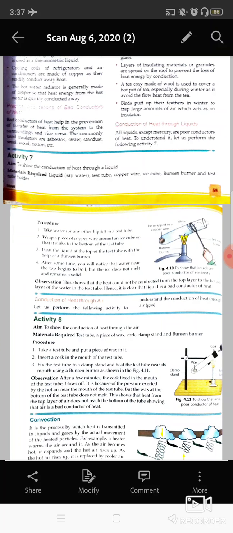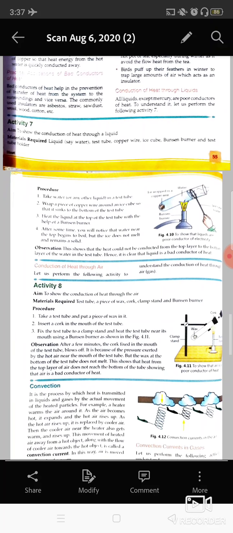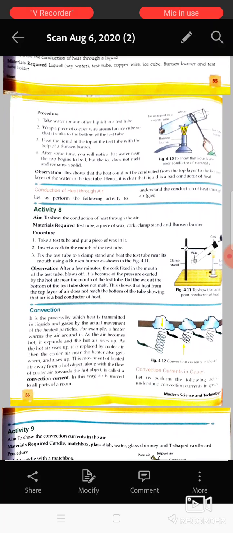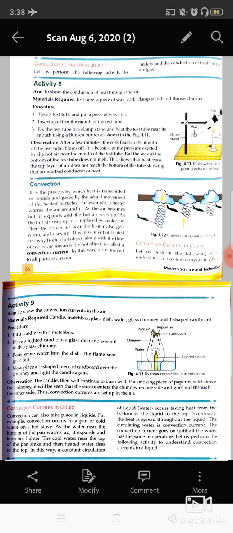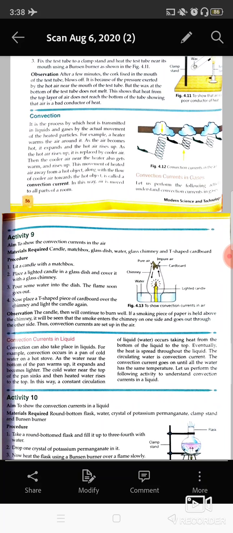If you think about the conduction of heat through liquids, it is not going to occur. Conduction of heat through the air is not going to occur, because conduction of heat never takes place in the liquids and the gases.